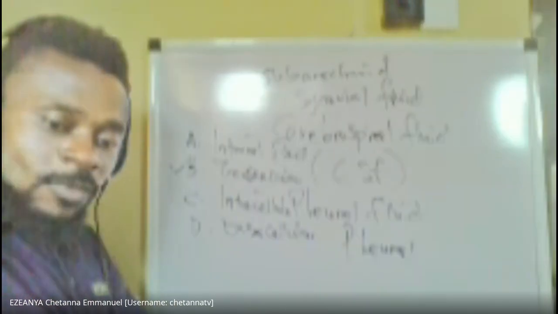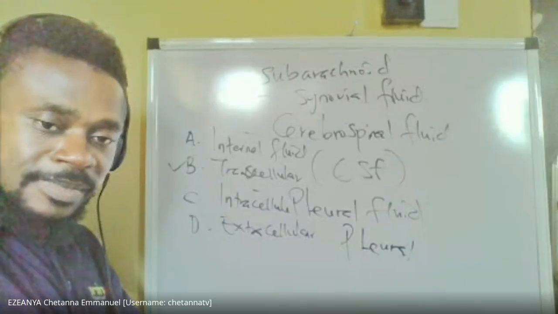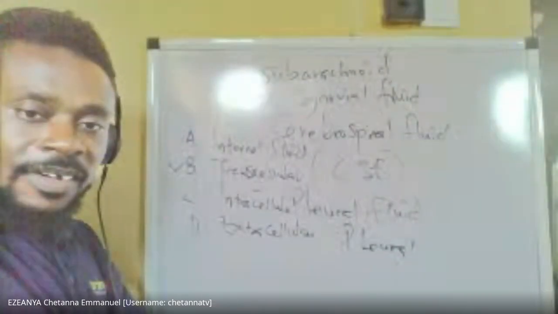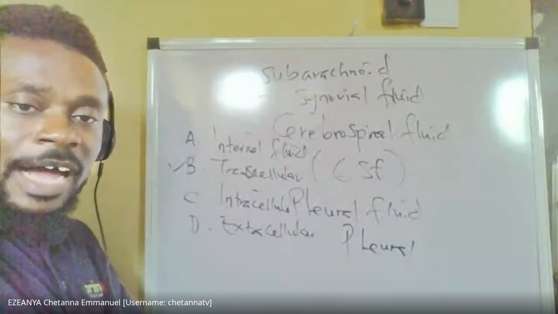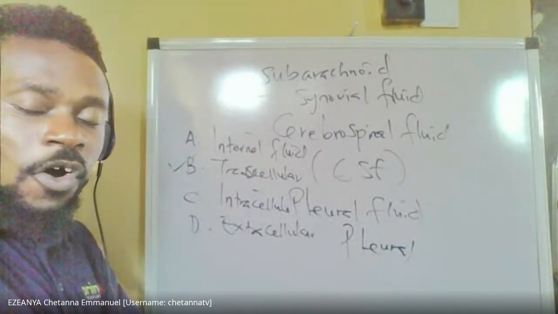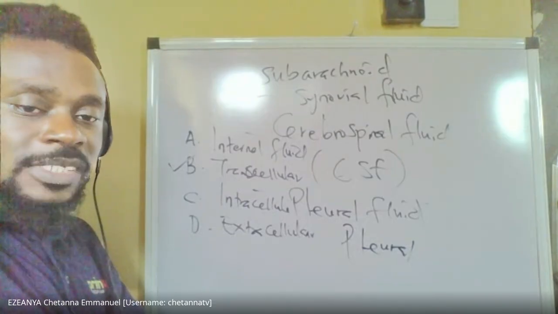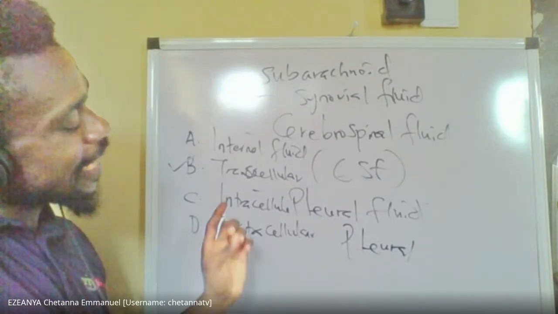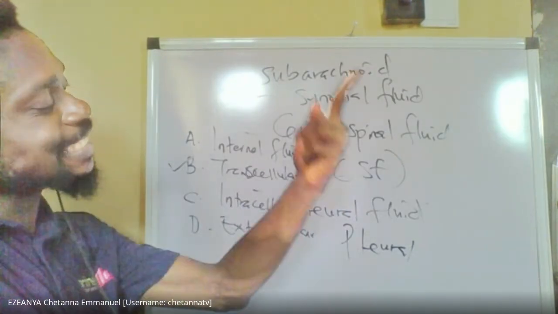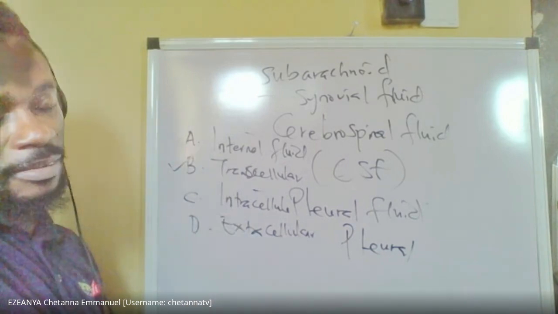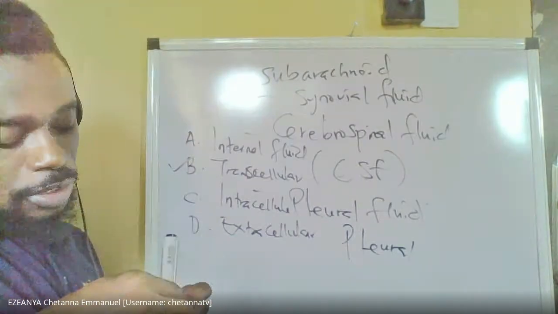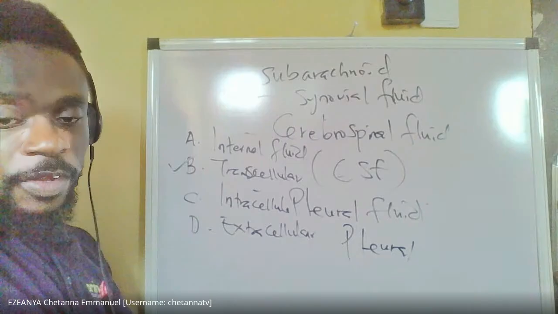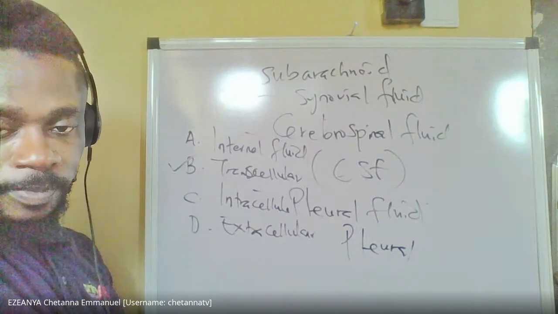Look at the question again. It says fluids such as cerebrospinal fluid, lymph and synovial fluid are collectively called transcellular because they are found in the body cavities, outside the cell. Is that clear? Yes, sir. Outside the cell. All right. So they are just part of the what? Extracellular fluid. All right, let's go to the next question.